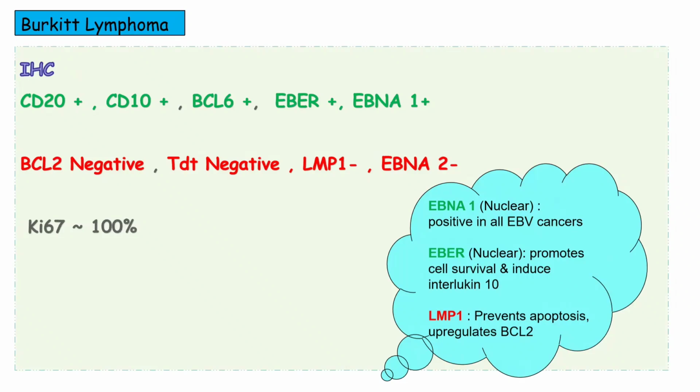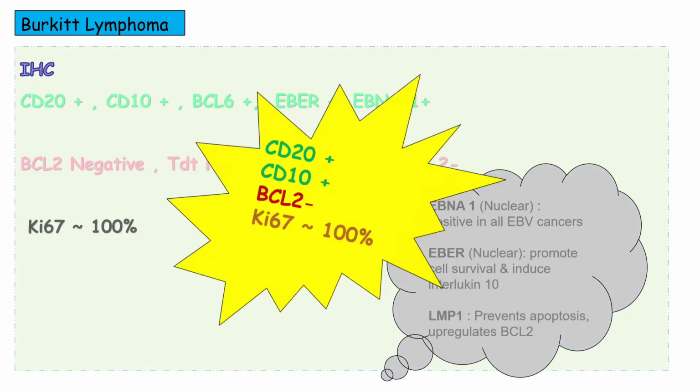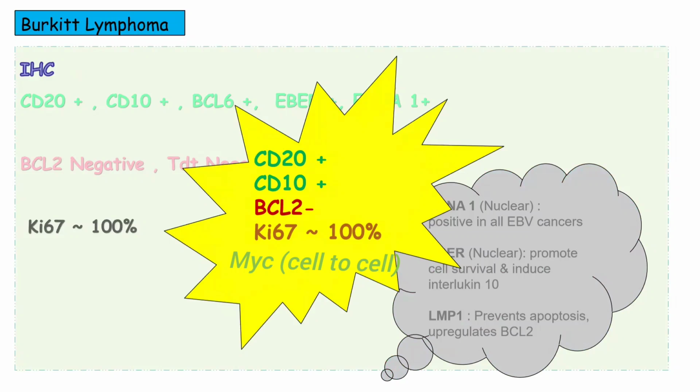Like we discussed previously, Burkitt lymphoma may or may not be associated with EBV. So, if we just talk about a brief IHC profile, I won't be wrong if I say that it's a CD20 positive, CD10 positive tumor with BCL2 negativity and 100% Ki-67. This is the shortest IHC profile that we can see in a Burkitt lymphoma.